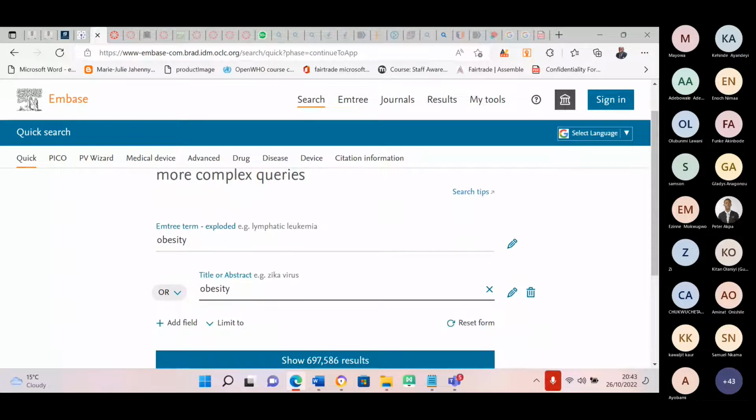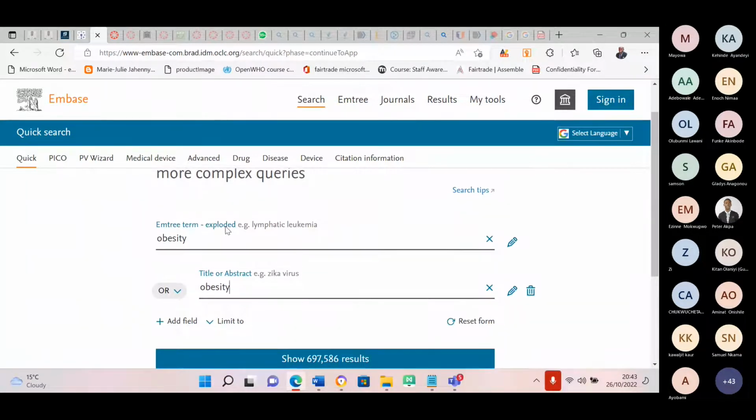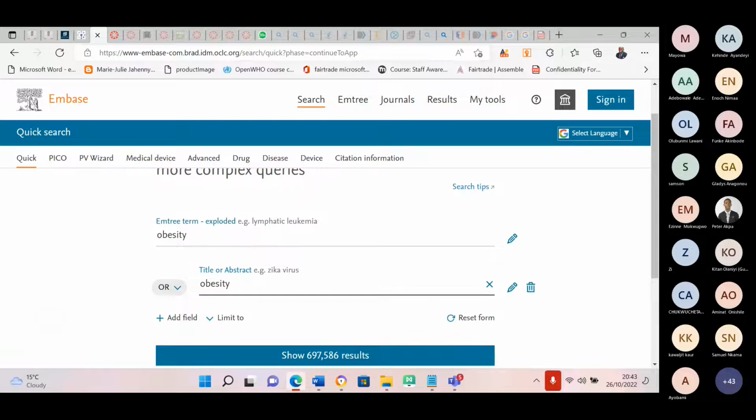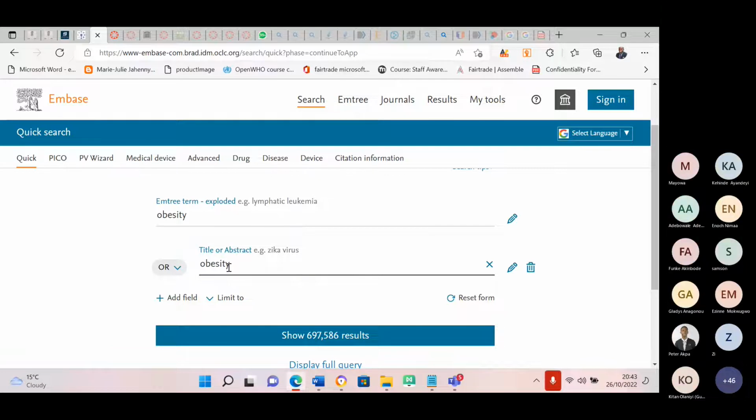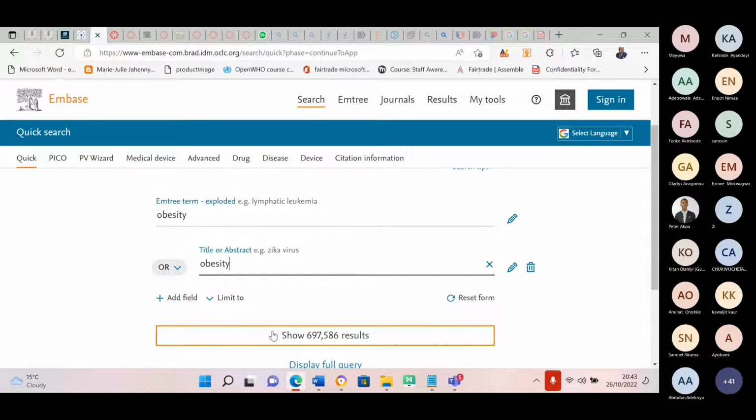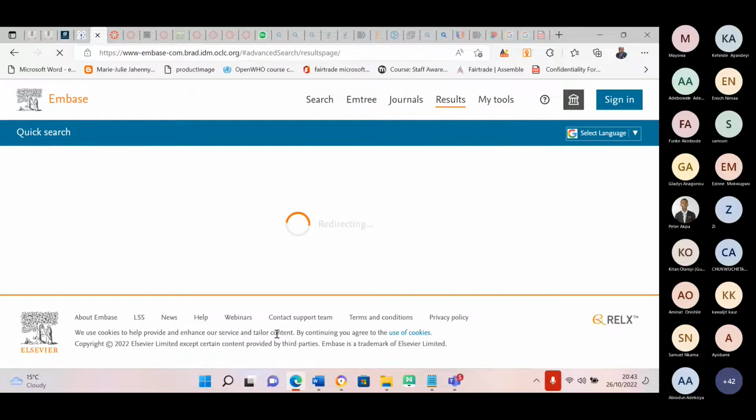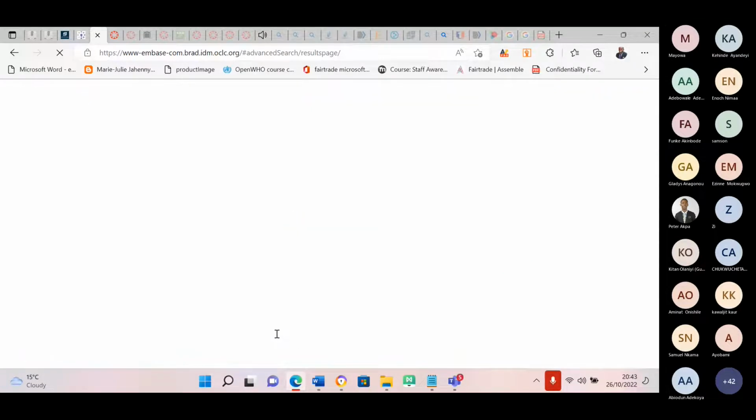So you can see obesity exploded, or obesity in title or abstract, right? I hope you are following the steps. So that's the first search I want to do now. Now I'll click on show results. So that's my first concept. Let us wait for it to give me my results.